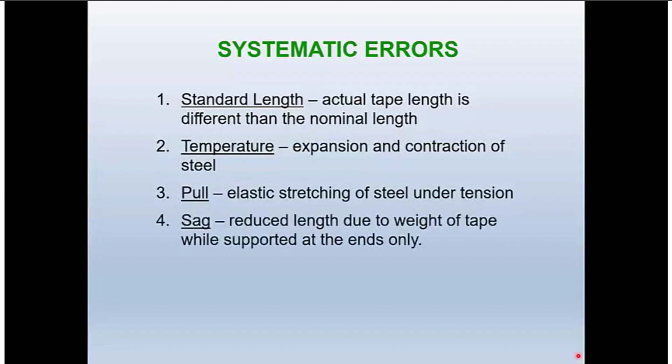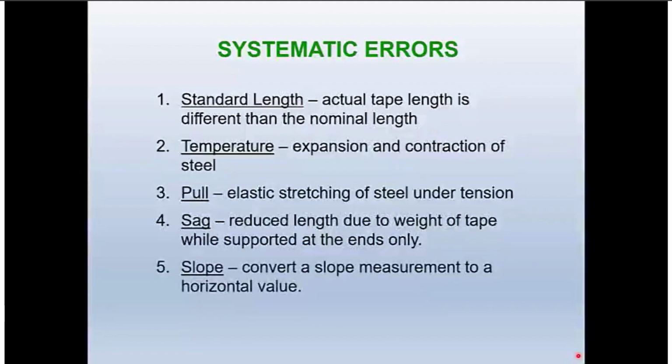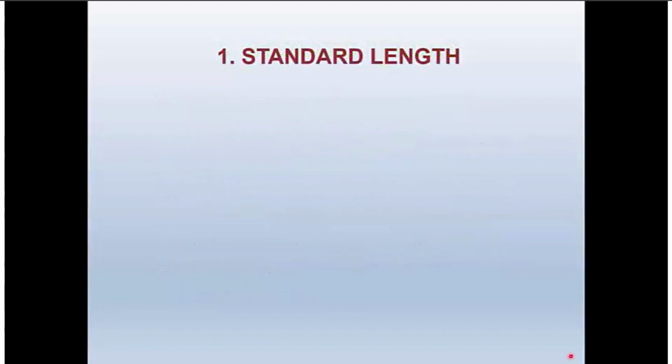Sag, when a tape is used unsupported in the field, the weight of the tape will draw the ends in, and so we need to know exactly what the weight of the tape is and the unsupported conditions that it's being used. Slope, we convert a slope measurement to a horizontal value. Many times we want to measure on a slope on purpose, and then we want to convert it to a horizontal value using trigonometry.